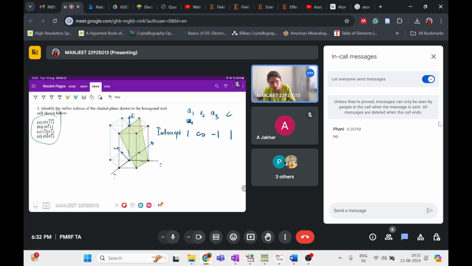Now again you have to take the reciprocal of these. 1 stays 1. 1 by infinite gives you 0. 1 by minus 1 gives you minus 1, and the last is 1 also. So I can write this as 1, 0, minus 1, 1. This will be the Miller indices for this shaded plane, so B will be the right answer. Is it clear for everyone?